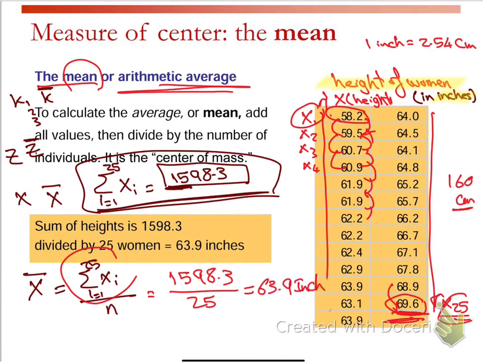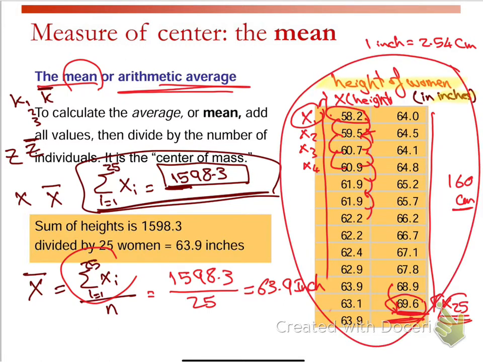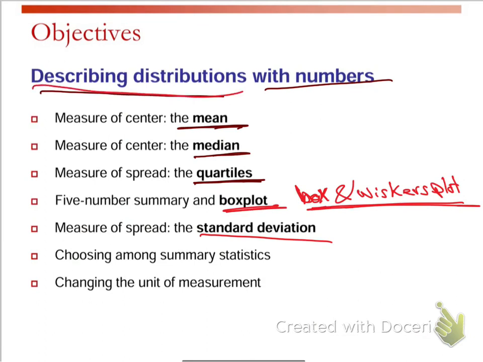So if I want to describe this sample, I can say I have a sample of women and their average height is 63.9 inches. That's why it was mentioned describing the distribution. Every time we take the mean, the average, the median, the interquartile range, the box plot or whisker plot, the standard deviation, we will know how to describe the distribution.